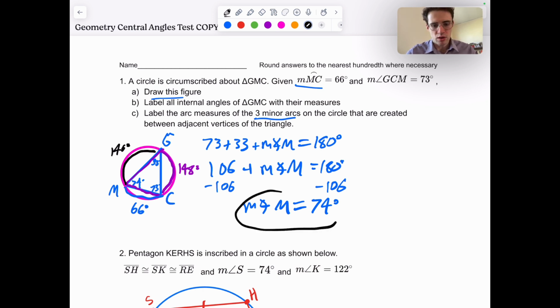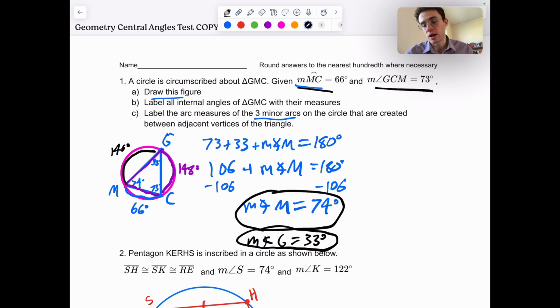So we've got the measure of angle M equals 74 degrees. We calculated the measure of angle G equals 33 degrees. That was doing half of 66. They gave us angle GCM is 73 degrees. You could also just call that angle C. And now for the arcs, as we said, the measure of arc GM equals 146 degrees. And the measure of arc GC, what's called CG, is 148 degrees.